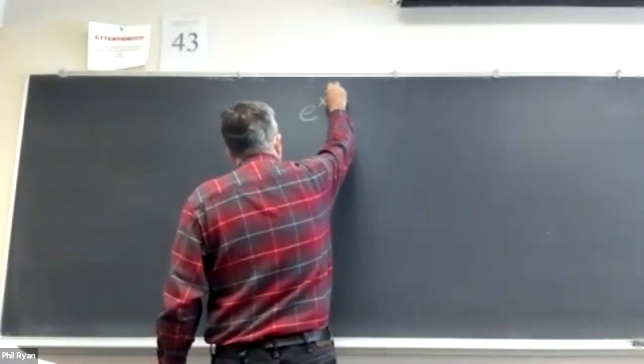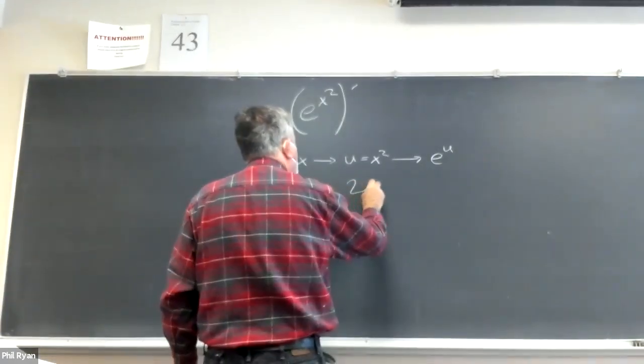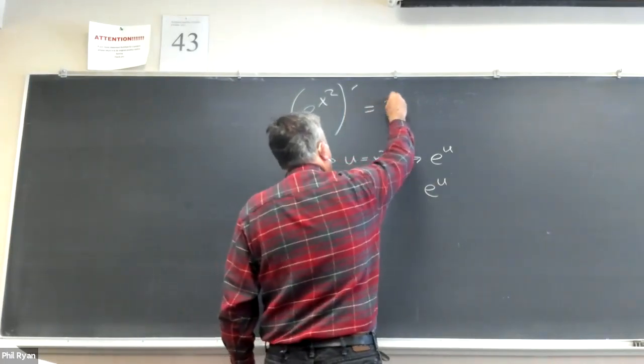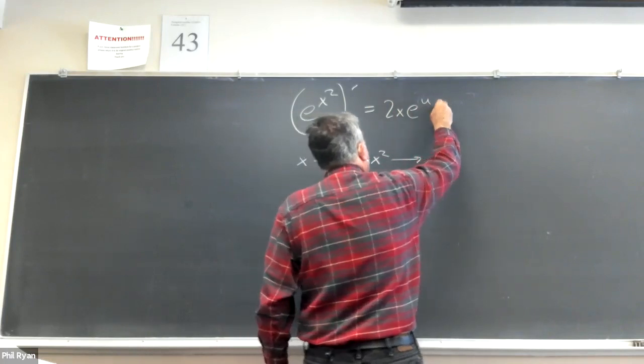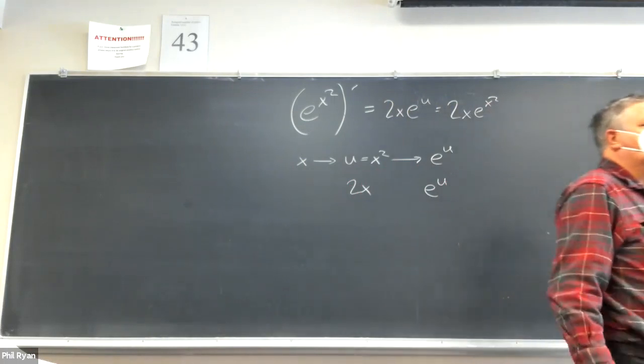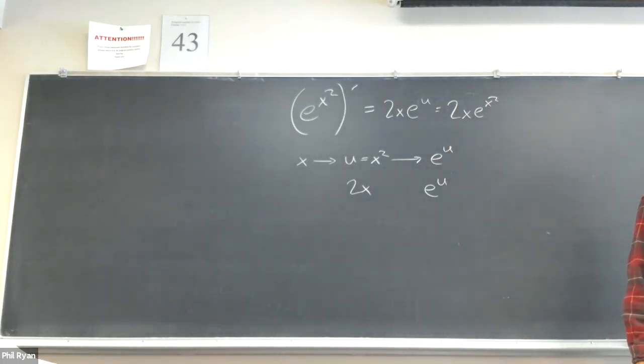e to the x squared, taking the derivative of that. Well, the way we do that is we think of x first going to x squared, and then going to whatever we get to here, we write e to the u. And so the derivatives of this are 2x and e to the u. And so to take the derivative of this, we multiply those two things together. And that's that.